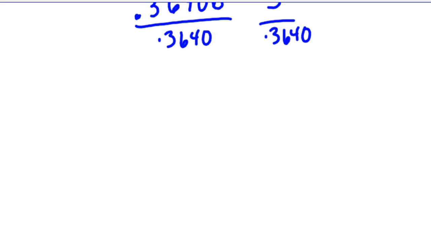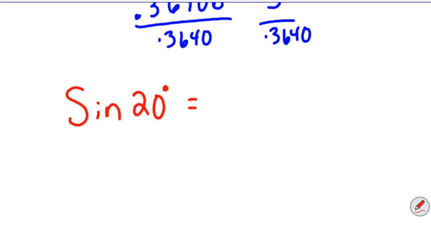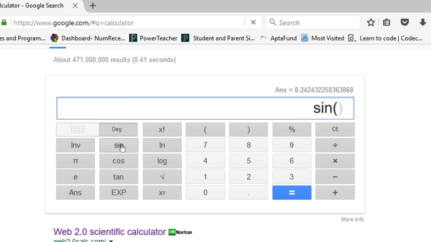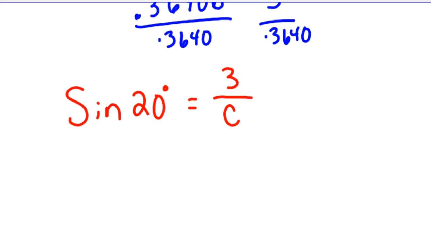So we'll do the same thing. So sine of 20 degrees, the angle we're dealing with, equals opposite, which we knew was 3, over hypotenuse, which we don't know, it's C. And you do the same thing. You find your calculator. We go sine 20 degrees, close my parenthesis, and it's 0.3420. So we'll plug that in.